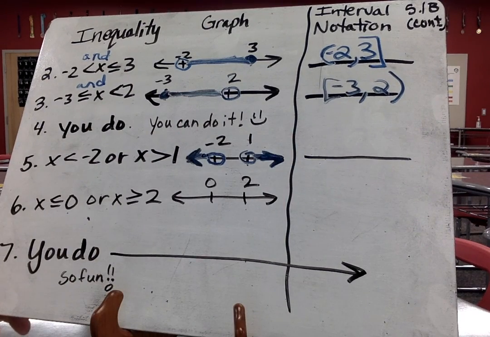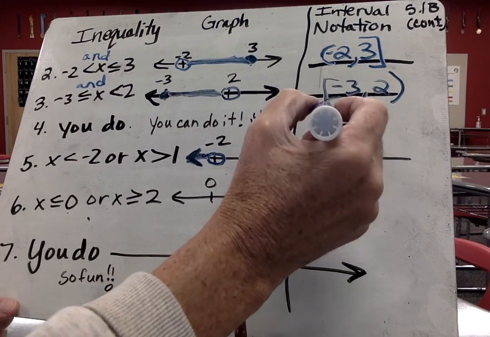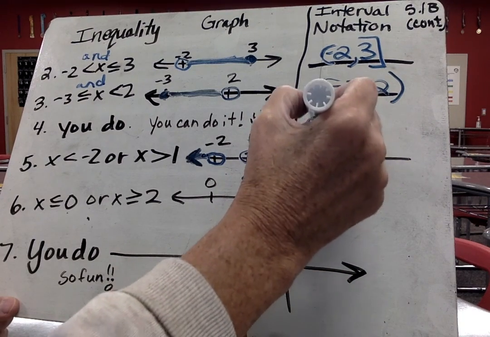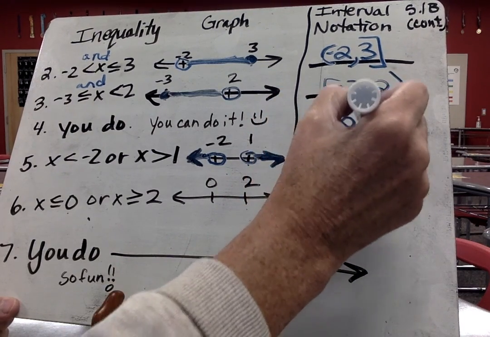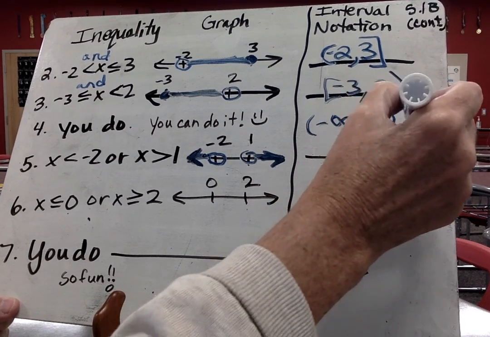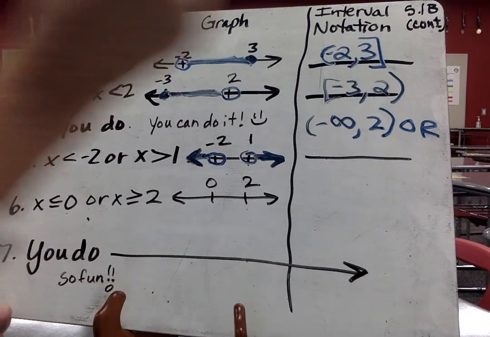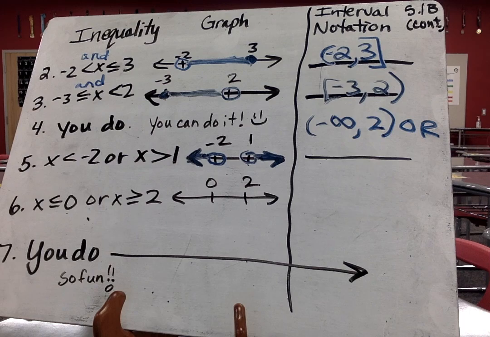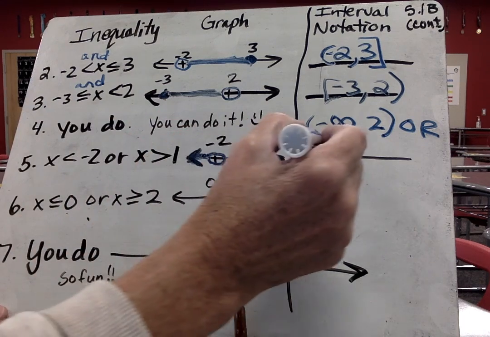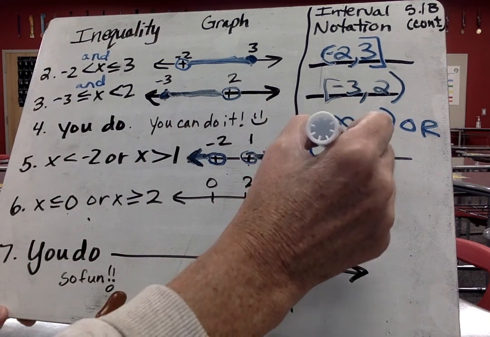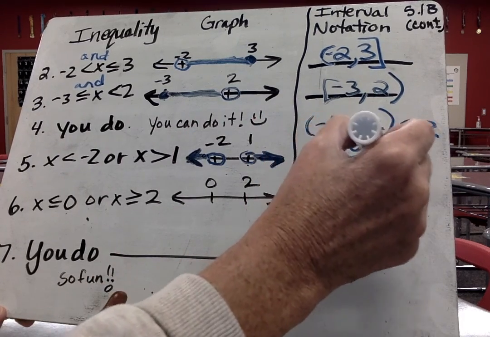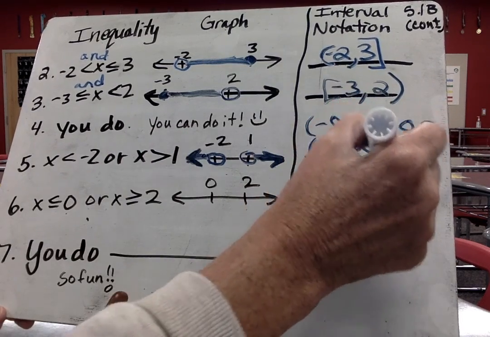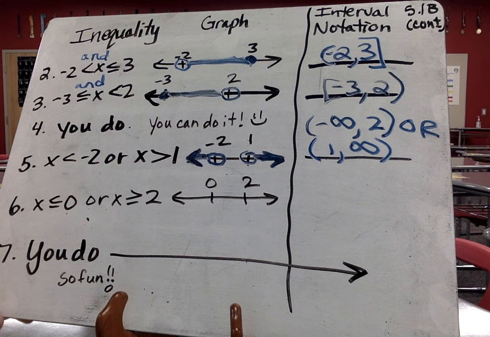Now, for our interval notation, it's less than negative 2. It goes from negative infinity, comma negative 2. It does not include negative 2, so it's a parenthesis. Next, 1 is our boundary here with parenthesis, and it goes on through positive infinity. And infinities always have parentheses. Okay? Next, we're going to do number 6.